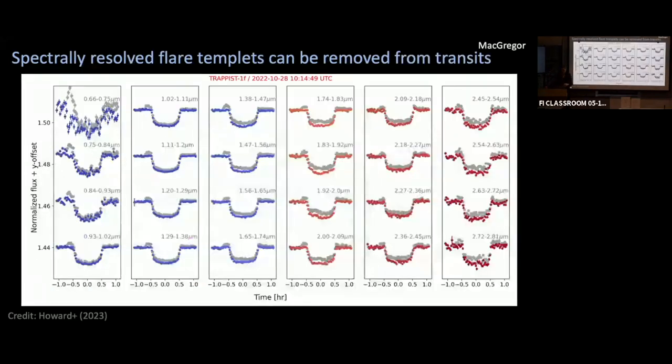Luckily, by getting that spectrally resolved information, we can actually make a spectrally resolved profile of the flare and subtract it from the transit light curve. And so this is comparing before having the detection of the flare and removing the flare versus after we remove a spectrally resolved flare model from the transit light curve. And we can actually clean up the transit light curves a lot. So if you care about exoplanet transits, then studying the flares is helpful.